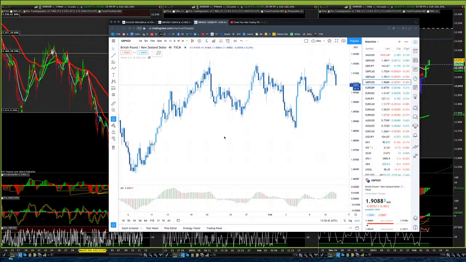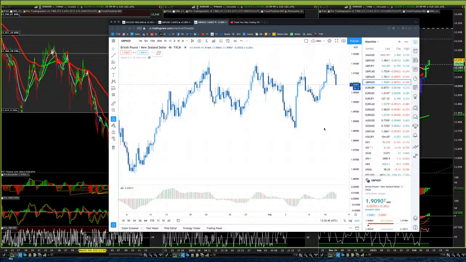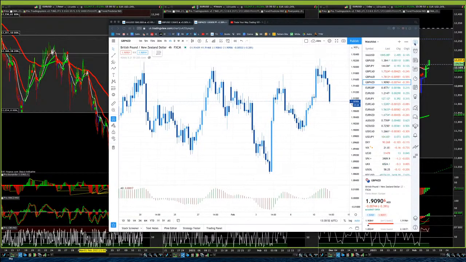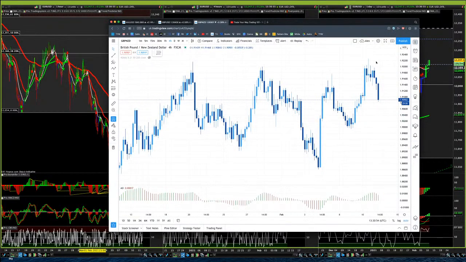So you've got a short on pound New Zealand. This is a 4-hour chart. Look at this, this is nice. Where did you get in short on here? Because this is nice. Triple top. Really nice, right? Really, really nice. Getting short up here, this has been allowed to play out.